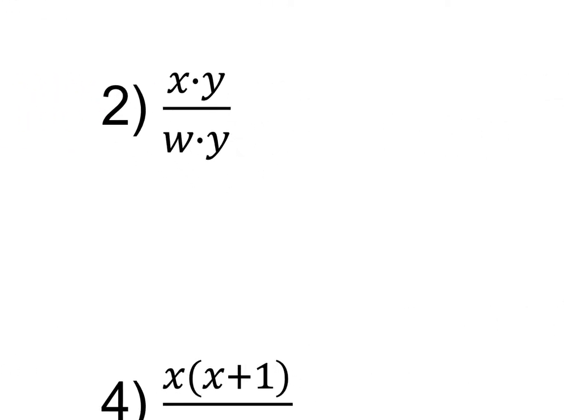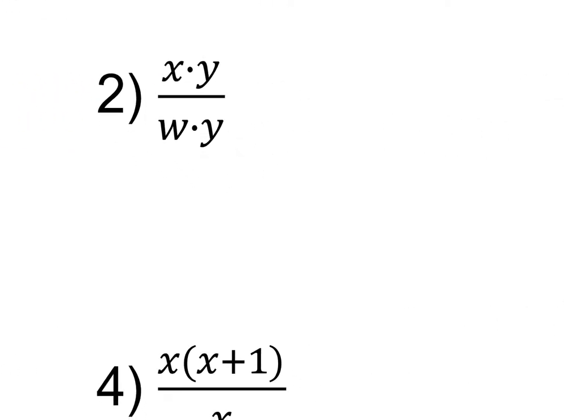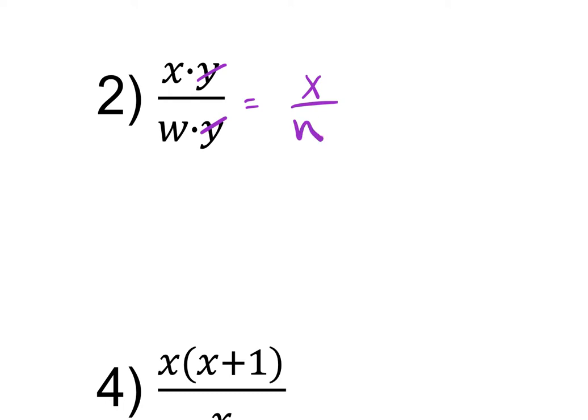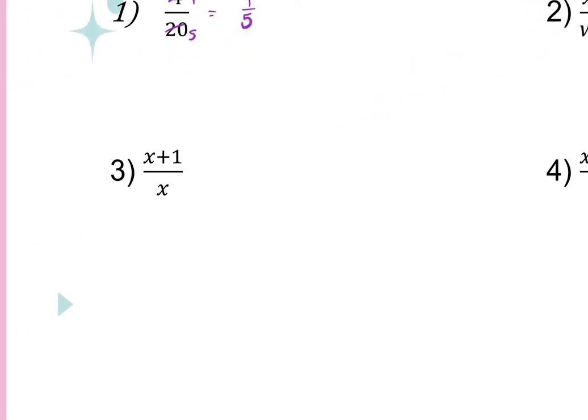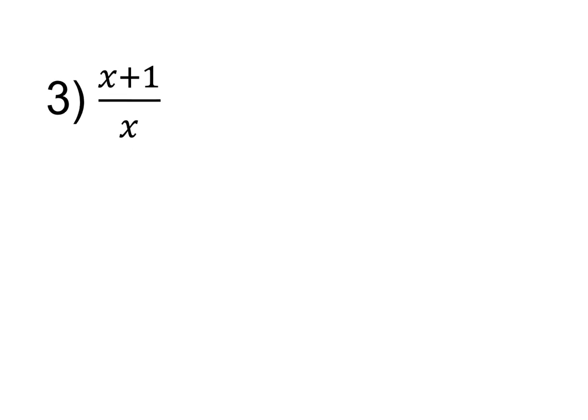Go to 2. How can I simplify this? Cross out the y's. It's multiplication, so I could literally just cross them out. I'd get x over w. Go to 3. How can I simplify this? Good, trick question. You can't. Okay? This cannot be reduced.